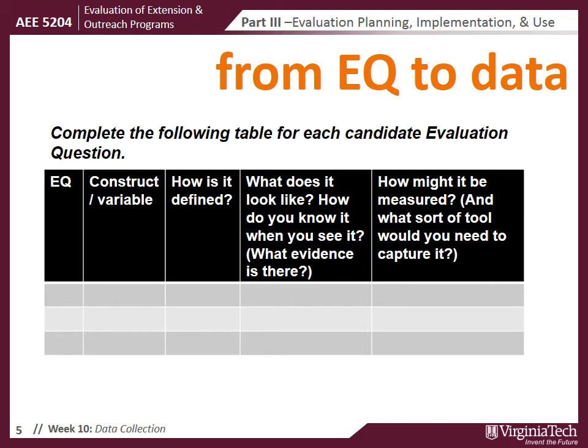Now for the rest of this module, we're going to be really focusing on getting to data. And this table here is a really, really helpful tool. Basically, for each evaluation question, before you jump to thinking about how you might measure it or what you're going to do, you have to be very clear on the construct. What is the key idea? How is it defined? If your construct is interest in science, well, what do you mean? What does that look like? How do you define interest in science? How do you know it when you see it? And then what sorts of tools might you need to capture it?